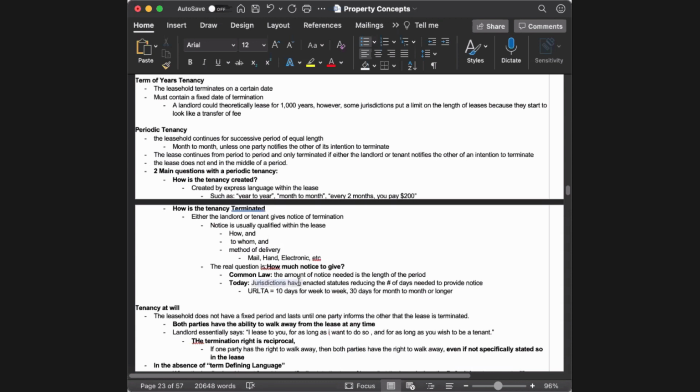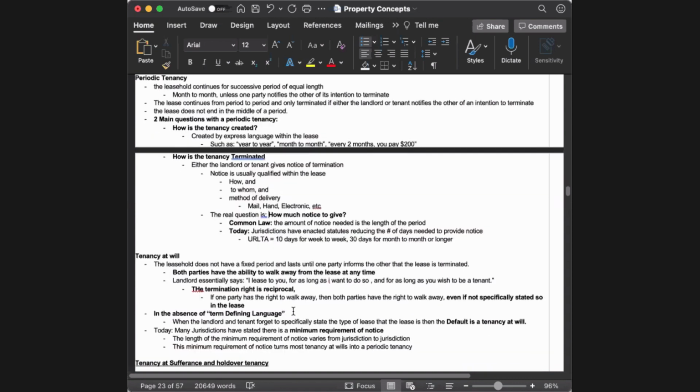Today, jurisdictions have enacted statutes reducing the number of days needed to provide notice. So in some jurisdictions, it would be 10 days for a week to week, or 30 days for a month to month, or longer. And that's essentially it. It's usually statute based. So on the exam, if you're dealing with a question that deals with the termination of a periodic lease, most likely you're going to get a separate statute that gives you the amount of time that a landlord or tenant has to give notice.